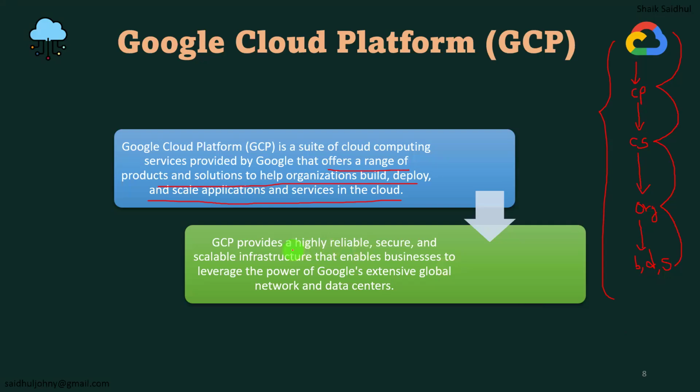And these services are a highly reliable, secure, scalable infrastructure that enables businesses to leverage the power of Google's extensive global network and data centers. Google has data centers all over the world, situated in different areas, different countries, and different locations. And in India also we have two data centers. I told you yesterday, one in Mumbai and one in Delhi also. Okay.